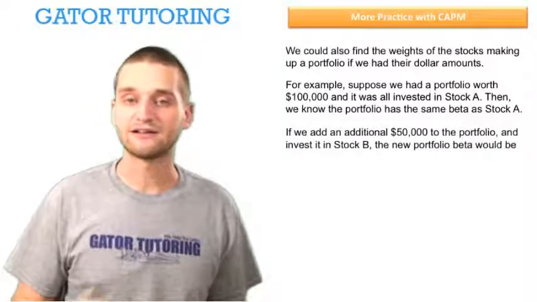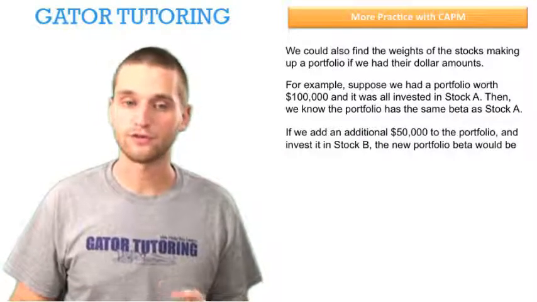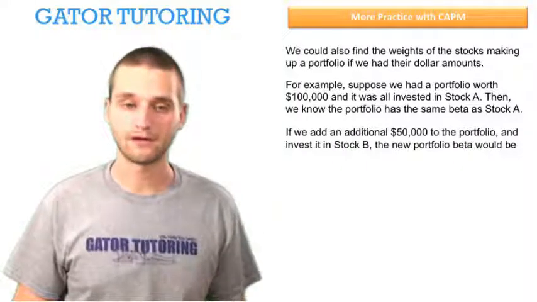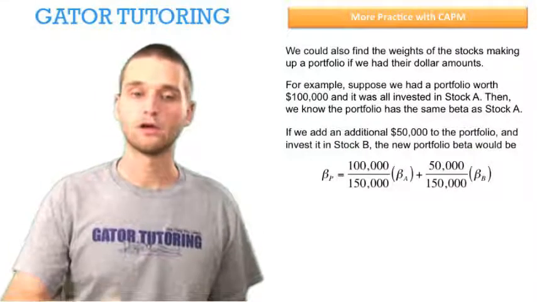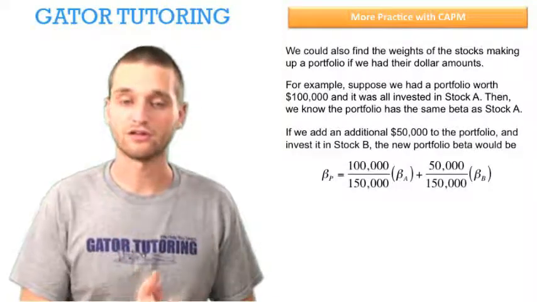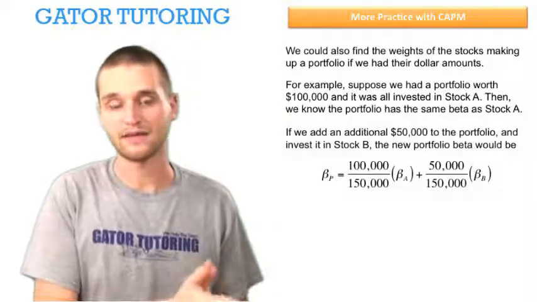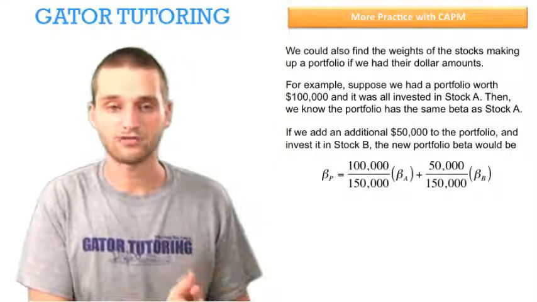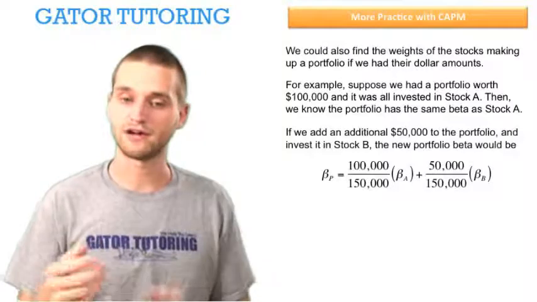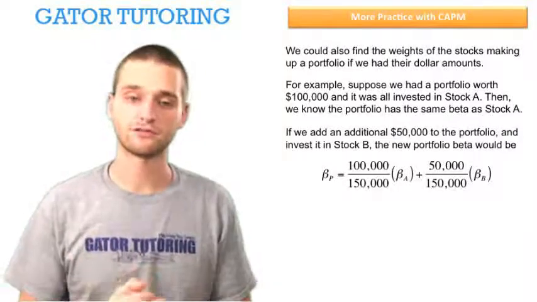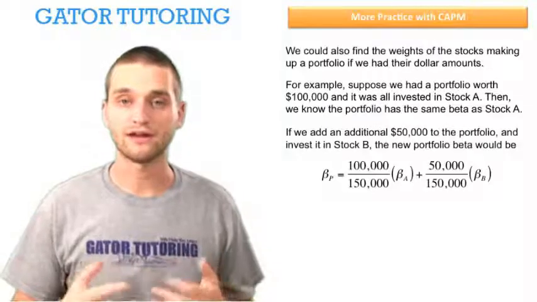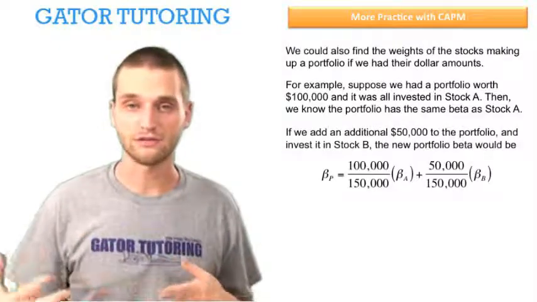If we add an additional $50,000 to the portfolio and invest it only in stock B, the new portfolio beta would be: $100,000 over the total of $150,000 is in stock A, so we multiply that ratio times the beta of stock A, plus the $50,000 that's in stock B divided by the total amount of $150,000 times the beta of stock B. And this is just another way to get the weighted sum of the betas of the individual stocks.